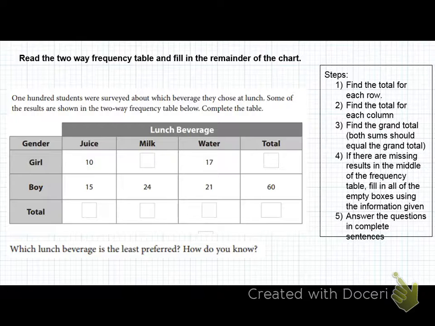100 students were surveyed about which beverage they chose at lunch. Some of the results are shown in the two-way frequency table below. Complete the table. Can you complete this with your elbow partner? I'm going to come back to you in a minute. You're going to fill in all the boxes that are empty. Someone raise your hand. Tell me a box I could fill in and why you know it could be filled in.